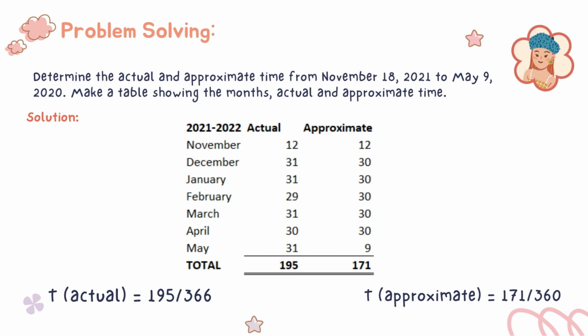Nasayo ba? So, kaning sa May, dapat ang actual diri is 9 gihapon. Okay? So, nagbuka na yun ni pag-type. So, 12 sa actual, 12 plus 31 sa December plus 31 sa January, 29 sa February, 31 sa March, 30 sa April, and then plus mo og 9 for May. So, that is 173. Okay? So, 173 over 366 ni siya.